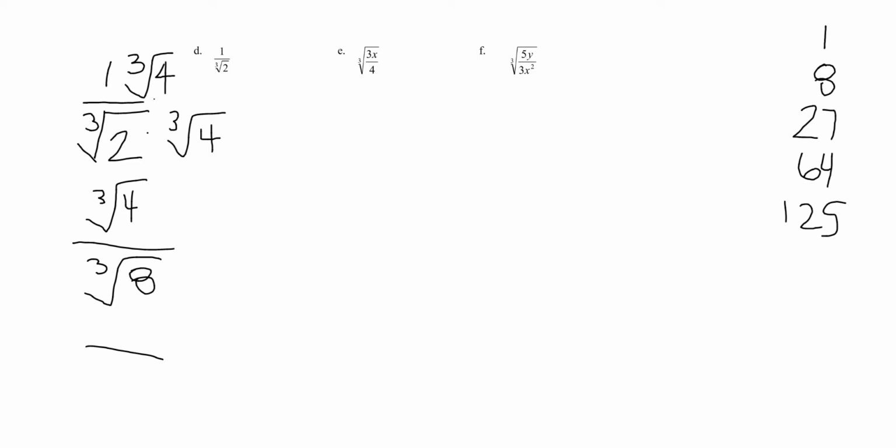And the cubed root of 8 simplifies to a 2. And again, it's okay to have a radical in your numerator. So we have the cubed root of 4 on the top, and that's all we can do. So that's our final answer.